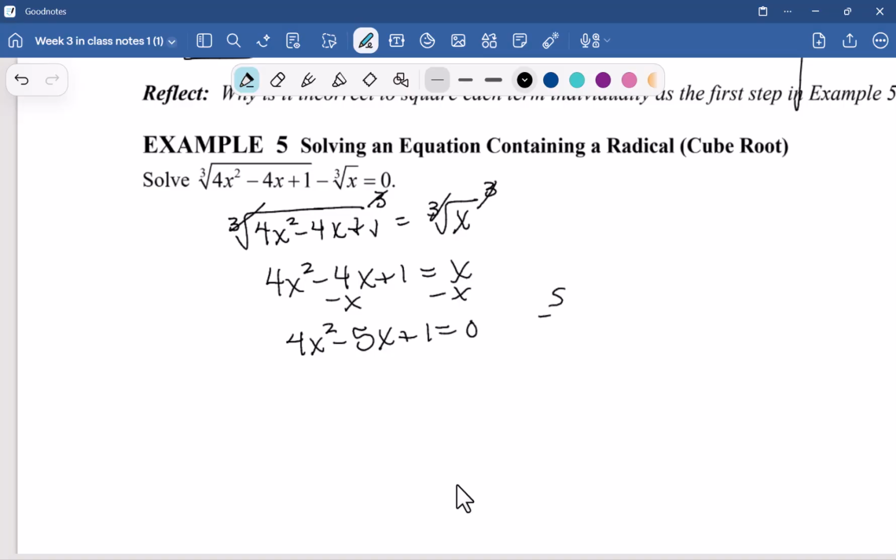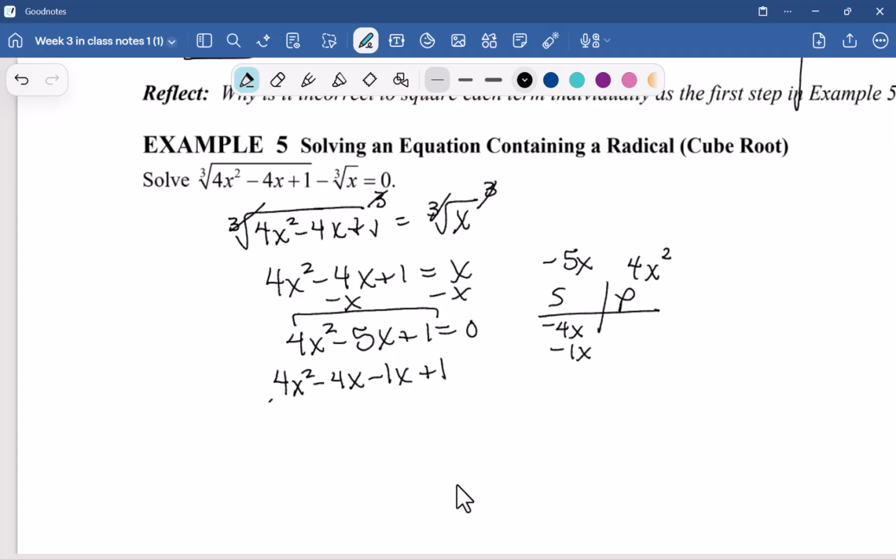When you see 3, S and P. Negative 5x, 4 times 1 is 4x squared. What multiplies to give you 4 and adds to give you negative 5? That'd be a negative 4x and a negative 1x. Bring down the 4x squared minus the 4x minus the 1x plus the 1. Group. So 4x, x minus 1, minus 1, x minus 1. So I have x minus 1 and 4x minus 1.